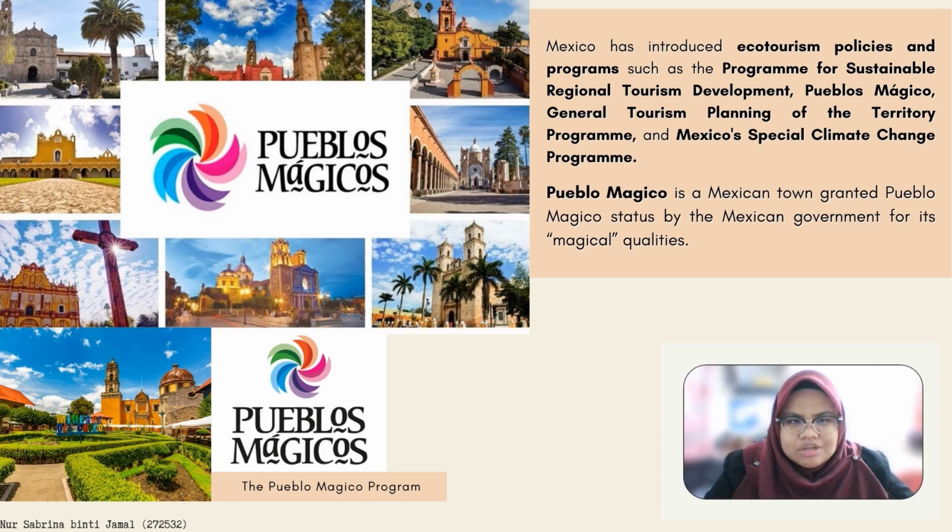Mexico has introduced policies and programs such as the Program for Sustainable Regional Tourism Development, Pueblos Mágicos, the General Tourism Planning of the Territory Program, and Mexico's Special Climate Change Program as measures to encourage ecotourism in the country. For example, Pueblos Mágicos was a program created by the Mexican Ministry of Tourism in 2001 to encourage ecotourism. A Pueblo Mágico, or Magic Town, is a Mexican town granted Pueblo Mágico status by the Mexican government for its magical qualities. This could be its beauty, historical importance, and its natural wonders.